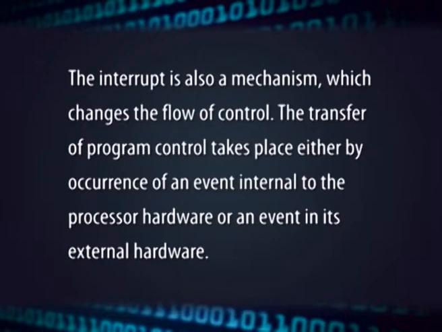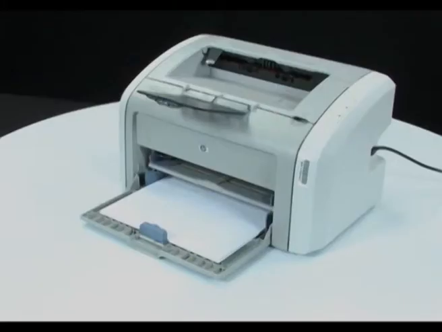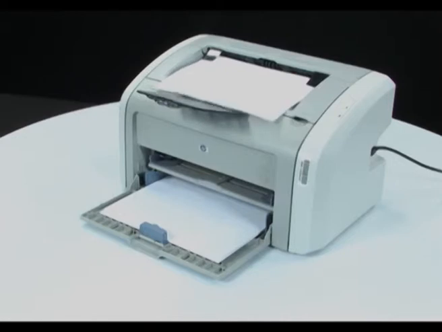The interrupt is another mechanism which changes the flow of control. The transfer of the program control takes place either by occurrence of an event internal to the processor hardware or an event in its external hardware. For example, when an external device like a printer finishes the printing of the pages sent earlier, it makes the request for sending the new pages through an interrupt.